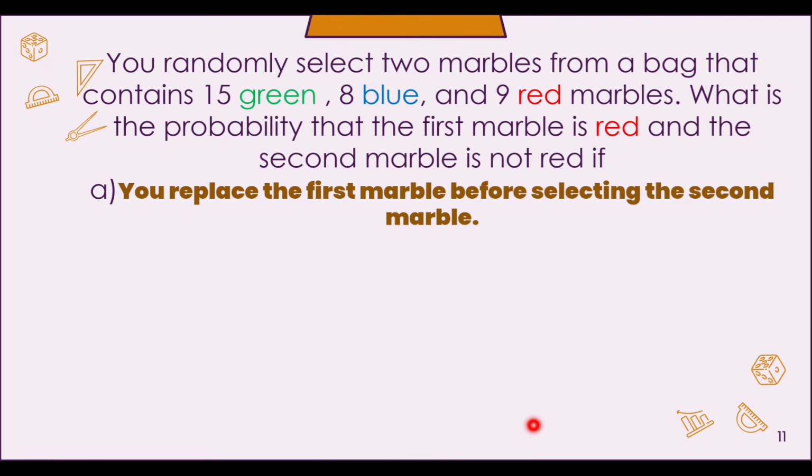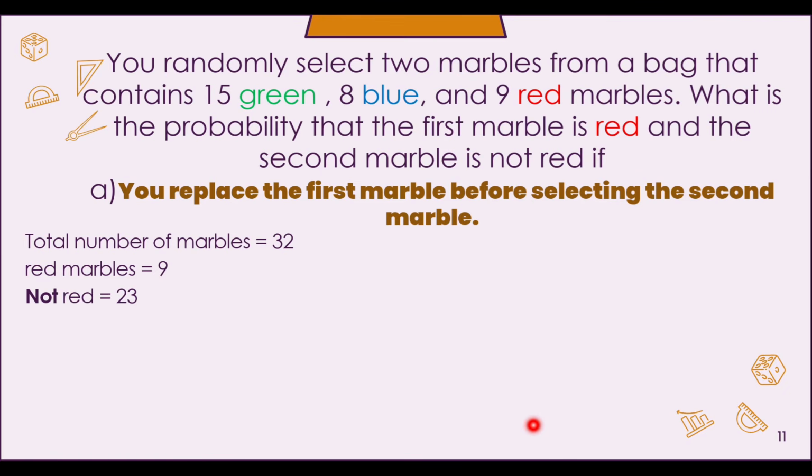So how many marbles are there all in all? Let's do the analysis. Total is 32. That is adding your 15, 8, and 9. So all combined, there are 32 marbles. How many red are there? Well, it says in the problem, there are 9 red marbles. How many not red are there? There are actually 23. Not red means we are considering the green and the blue. So 15 plus 8 will give us 23.